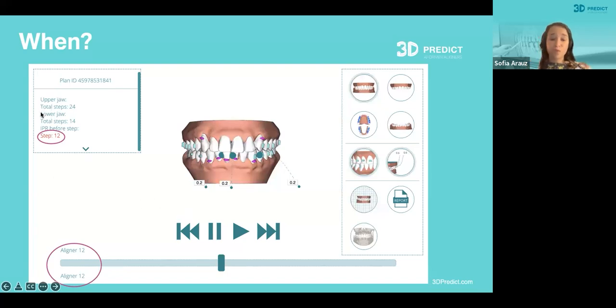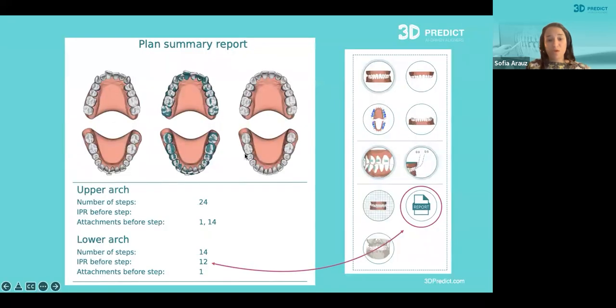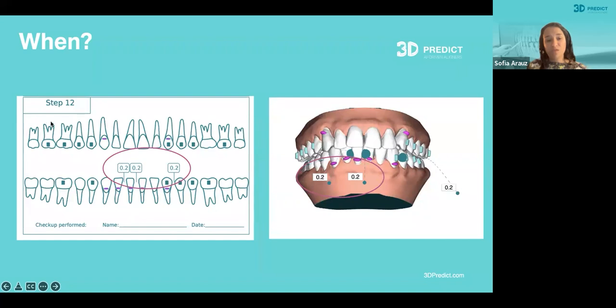And also remember to look at your treatment plan. We're going to always highlight in red here when your step for IPR is, and obviously you're going to see it in the PDF form. Like I said, you can see here, number of steps 12, IPR before step 12 in the lower arch. And obviously matching the PDF form to what you see in the treatment plan in step 12 here, it should match where the IPR needs to be done.